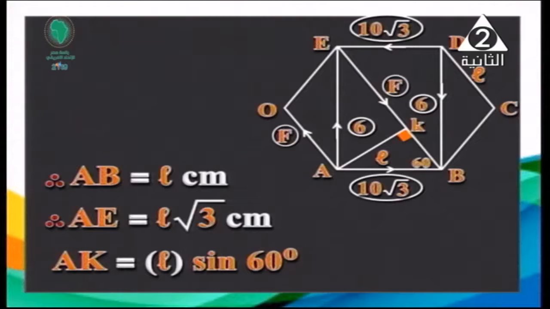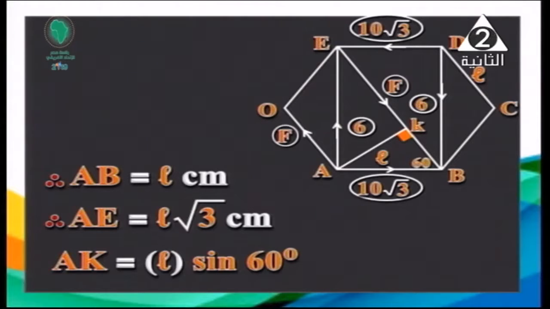My dear student, look, we have 2 couples of 10 root 3. The first couple, 10 root 3, is in direction AB and DE. The 2 forces are equal in magnitude and opposite in direction, each with magnitude 10 root 3. What is the distance between the 2 forces? Student, AE, which equals root 3 L or L root 3.